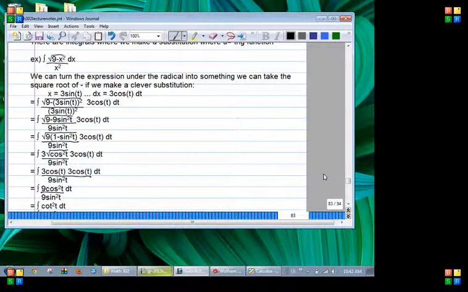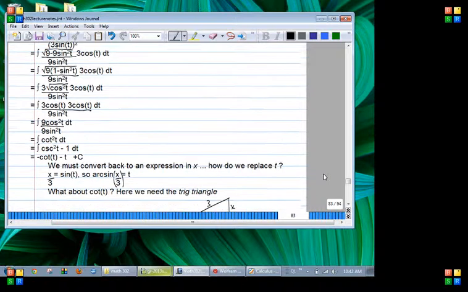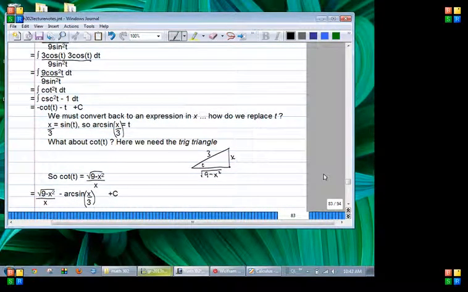Could you use 3 cosine t instead as well? In this problem, could you pick 3 cosine? Yes. I'll make just the quick comment that you're right, because the identity is cosine squared plus sine squared equals 1, then I use sine and we'll typically use sine, but you could use cosine if you wanted.